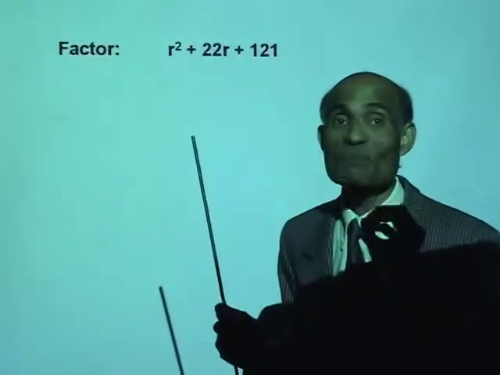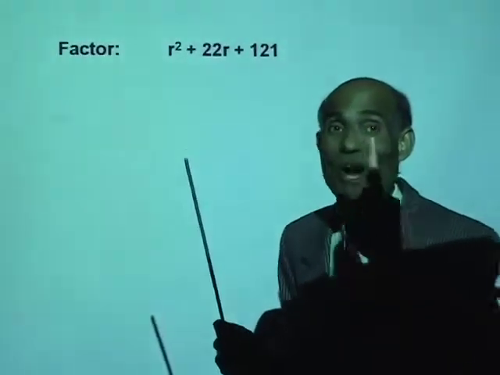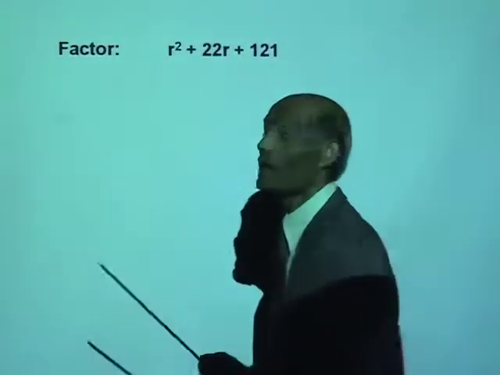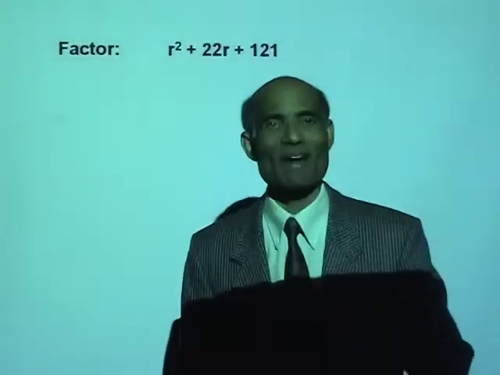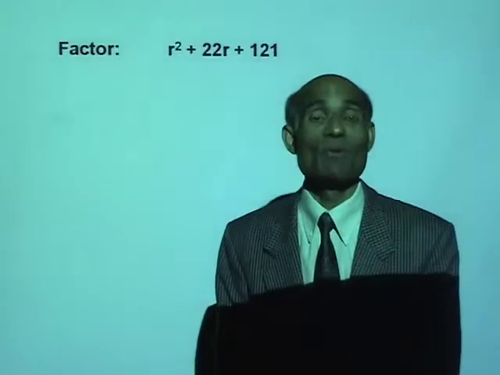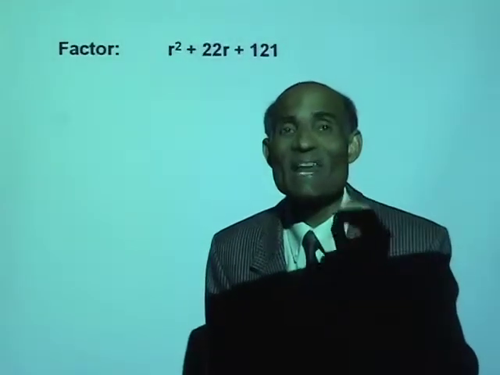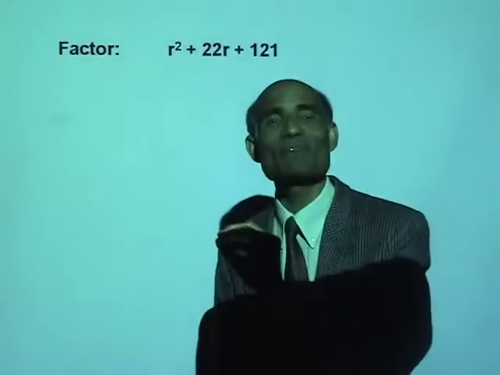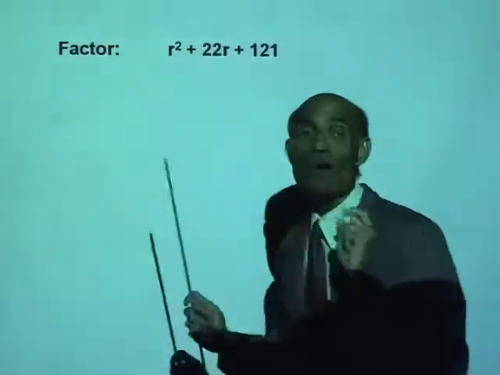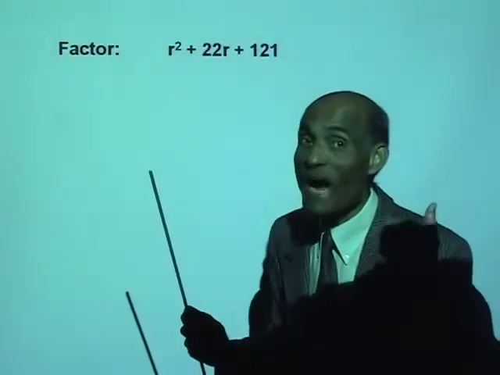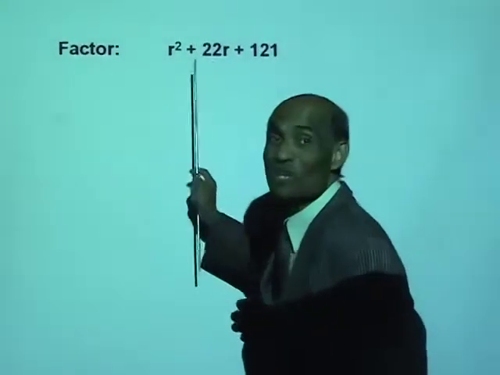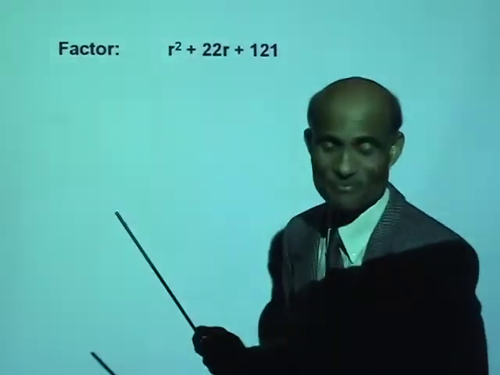Both factors of the last term must be positive. Alright, how many of you know how to factor 121? Actually, you can only do it one way. 121 is 11 multiplied by 11. 11 times 11 is 121. And what do you get if you add them? 11 plus 11 is 22. See, look how neatly it fits in.